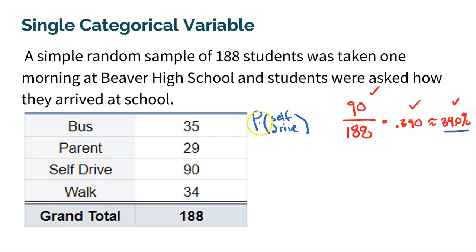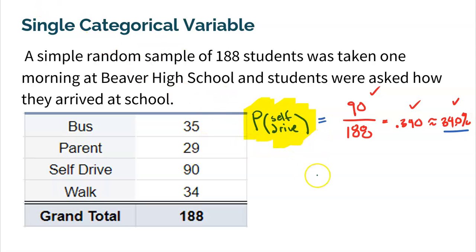So this does not mean P times self-drive. This is not function notation or anything like that. All we're trying to say is that the proportion of students in our sample that, in the parentheses, drive themselves to school is equal to 90 out of 188, 0.340, or 34.0%. So rather than using words and say 34% of all kids in my sample drive themselves to school, we could use this super cool, maybe not super cool, but this cool way to notate it.